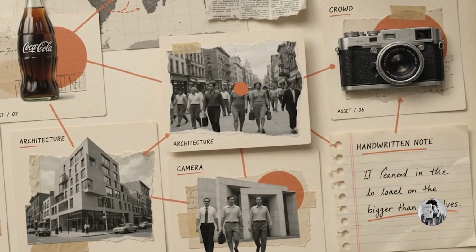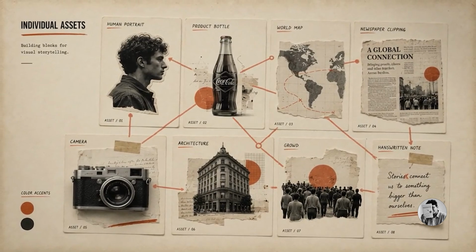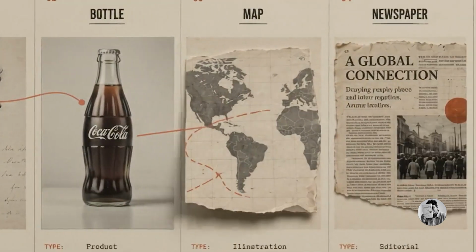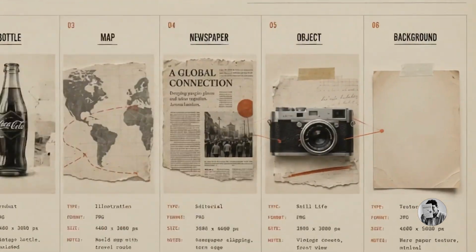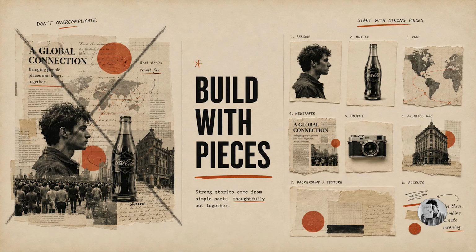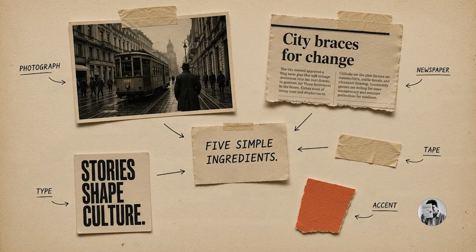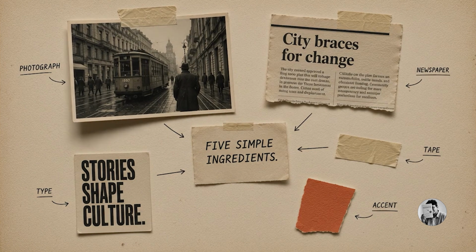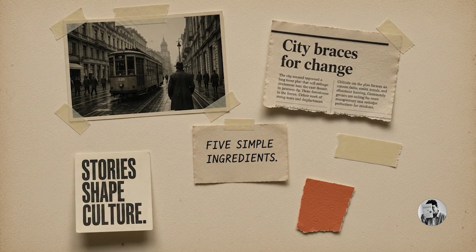So instead, I generate the pieces separately: a person, a bottle, a map, a newspaper clipping, a building, a background. Think of it like building a film set. I'm not asking AI to build the entire movie. I'm asking it to give me the ingredients. And once I have those ingredients, I can become the art director. Now I bring everything together. I start with the first layer, then another, a photograph, a newspaper clipping, some masking tape, a little typography, and finally, a small accent color.